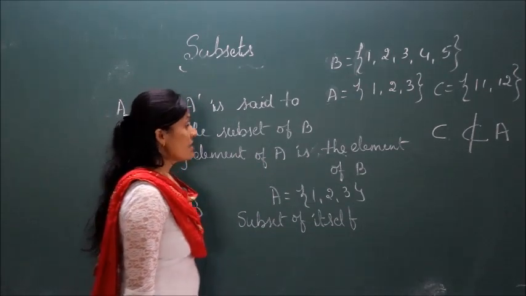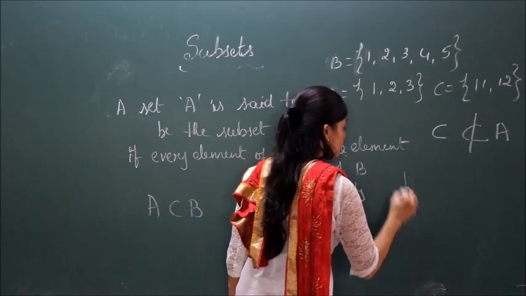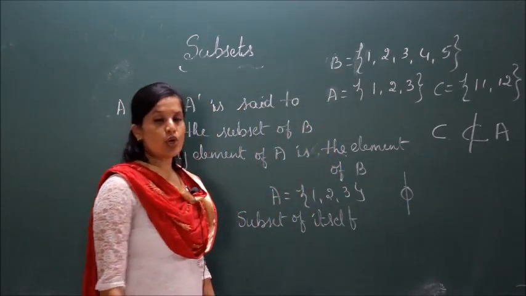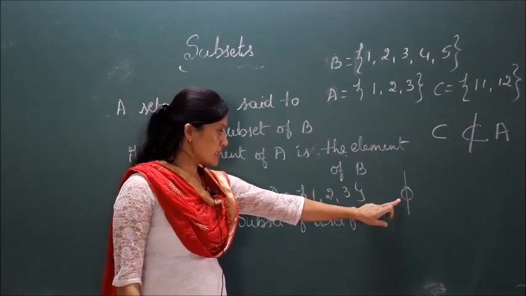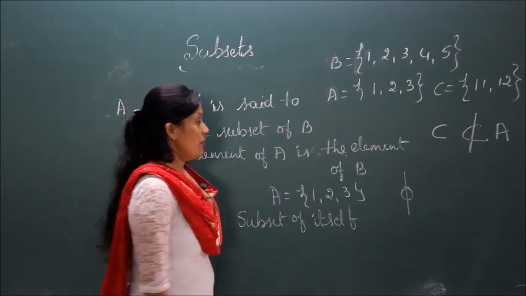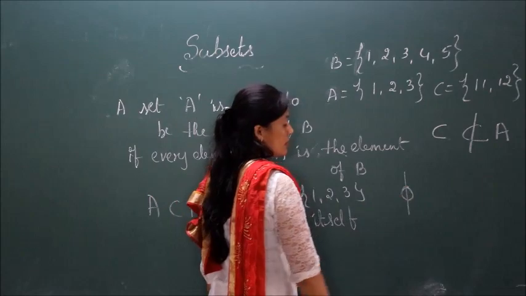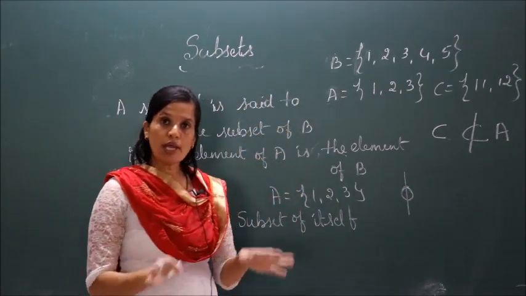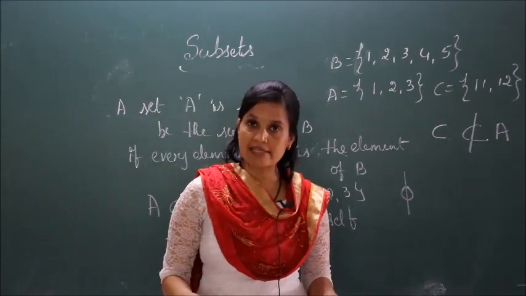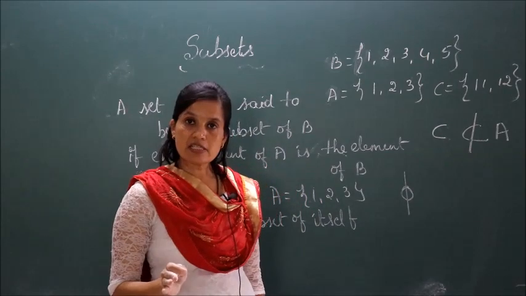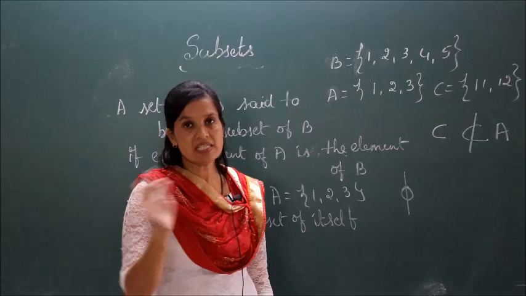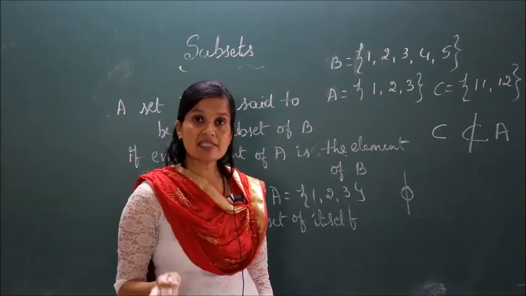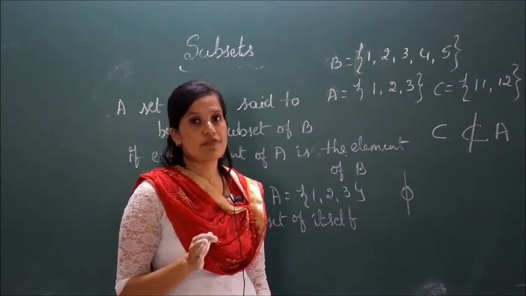And the null set. You know what the null set is? A set without any element. It is represented with the symbol phi. Though there are no elements in the null set, it is the subset of all the sets. Any set you take, the null set is the subset of that set.